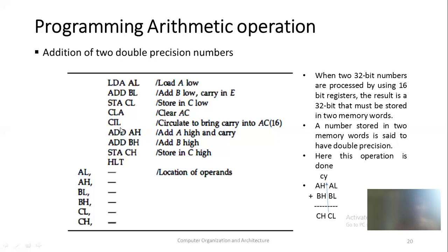Okay, so now what you have to do is add the AH location's content and the BH location's content into the accumulator by the instructions ADD AH, ADD BH, and store it to the CH location. So this way your double precision addition can be done.